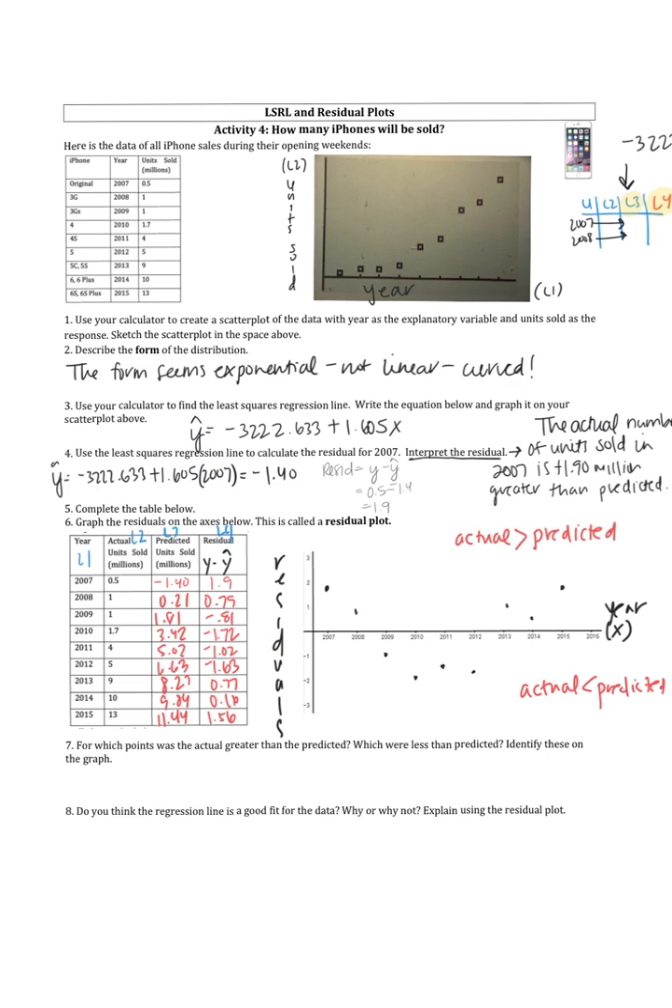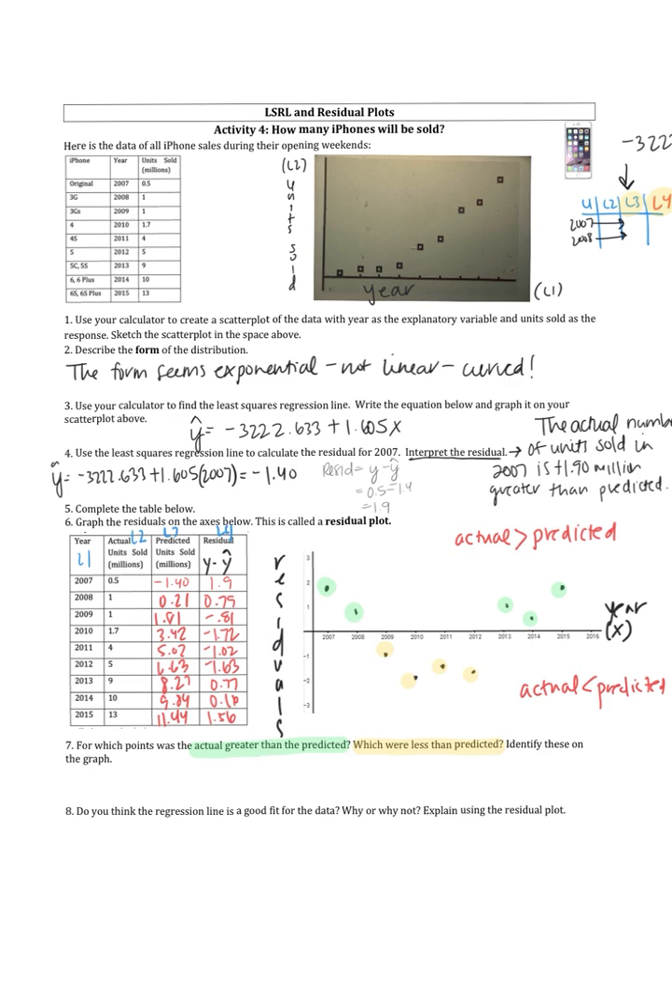So for question number 7, it says, for which points was the actual greater than the predicted? I'm just going to go ahead and highlight those on my graph right now. So the actual greater than the predicted here. And it says, for which points were they less than predicted? Here. Okay. And we just identified those on the graph. And right here it says, do you think the regression line is a good fit for the data? Why or why not? Explain using the residual plot.